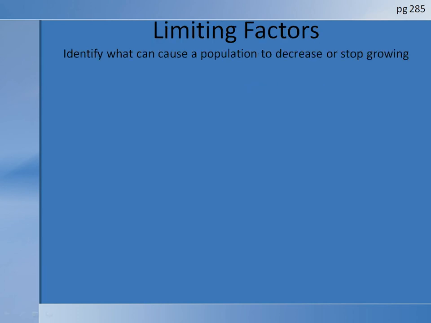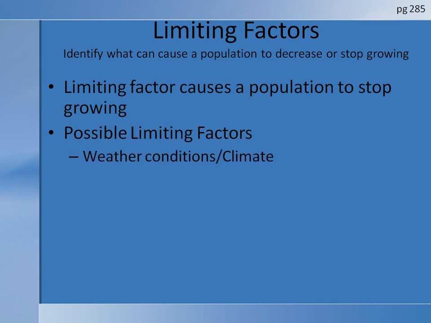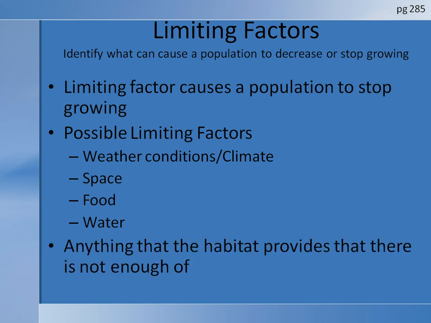The next item was the limiting factors. You need to be able to identify what causes a population to decrease or stop growing. So a limiting factor causes them to stop growing or decreasing. There's lots of possible limiting factors such as weather conditions or the climate, space, that's referring to the amount of area that they have, food, and water. Of course, those all relate back to the parts that make up an organism's habitat. So anything that the habitat provides that there's not enough of can be a limiting factor.